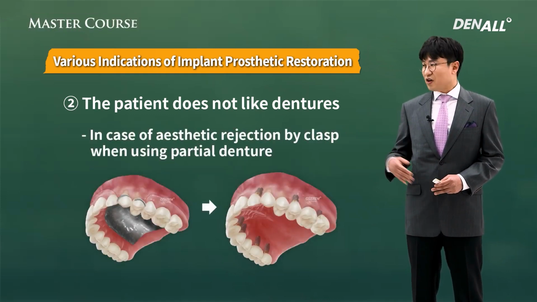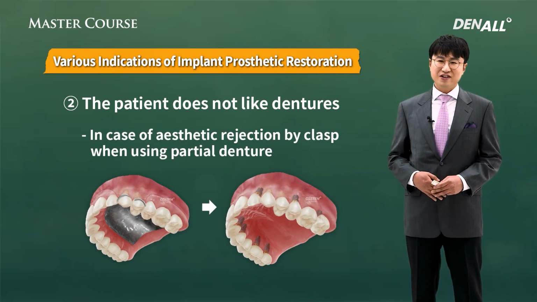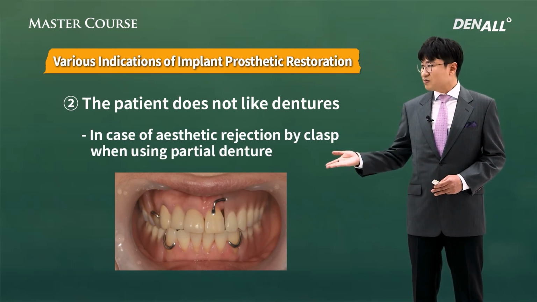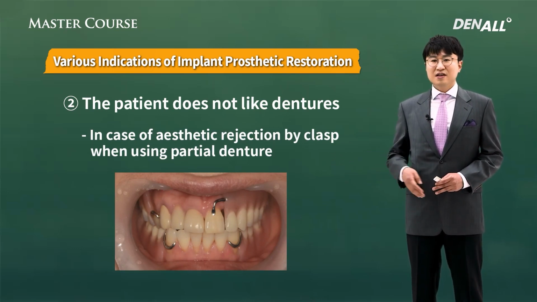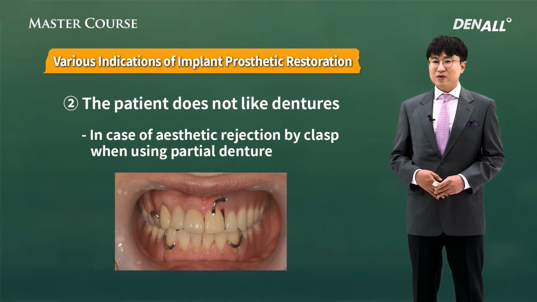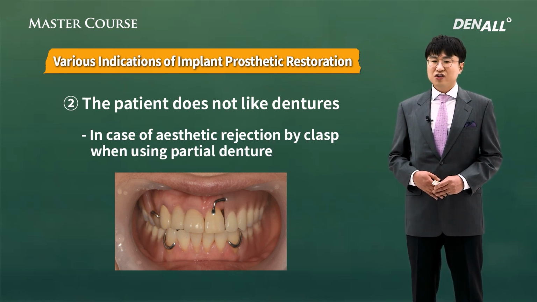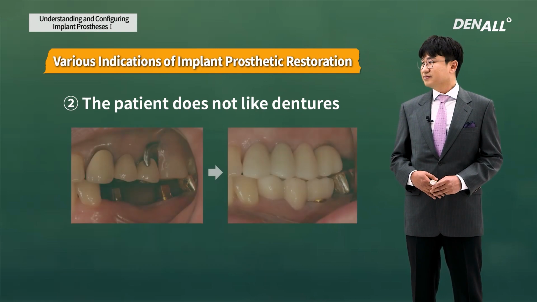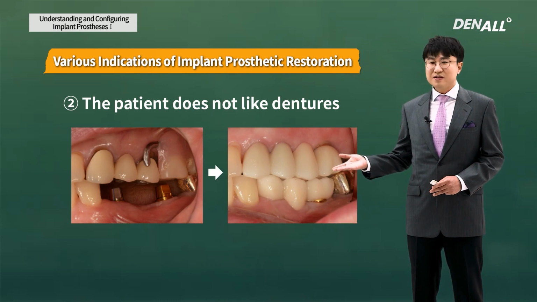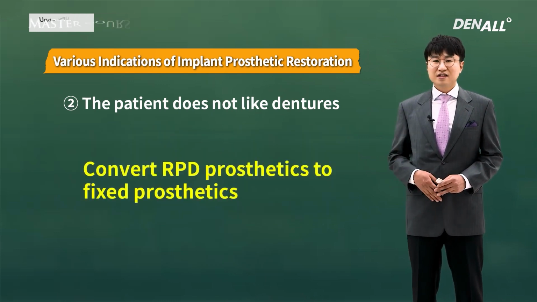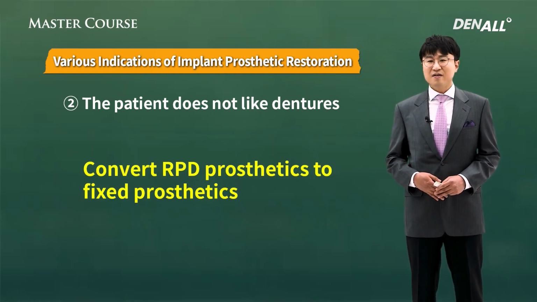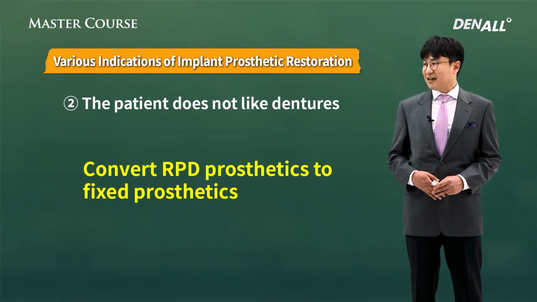Another issue with the denture, as you can see here, is related to aesthetics. Even if you create a nice denture, if there is a clasp, the aesthetic satisfaction level of course goes down, especially in the anterior denture, where it goes down further. For a patient like this who used a denture and then changed to an implant, compared to a patient who did not use a denture, the functional and aesthetic satisfaction level is actually much higher.